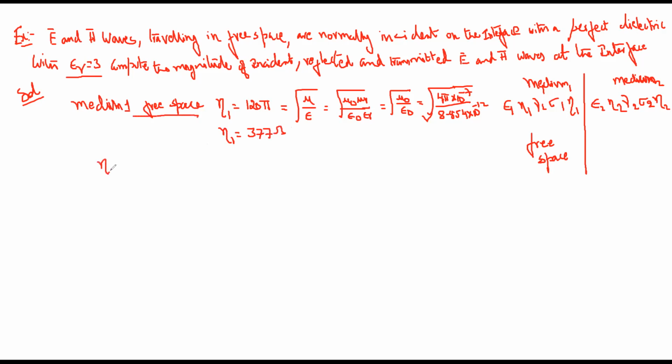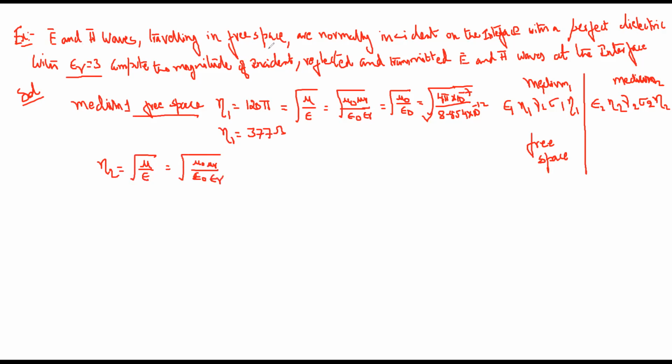Now I need eta 2. Medium 2 is not free space. So the formula is under root of mu by epsilon, that is equal to under root of mu naught mu r by epsilon naught epsilon r.